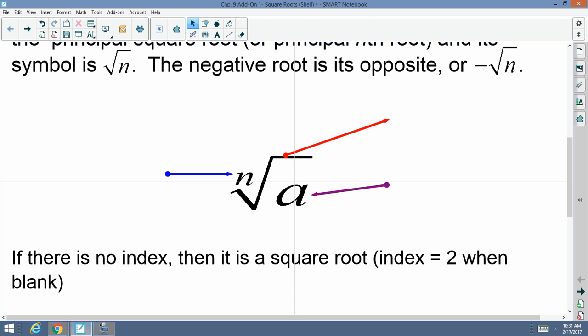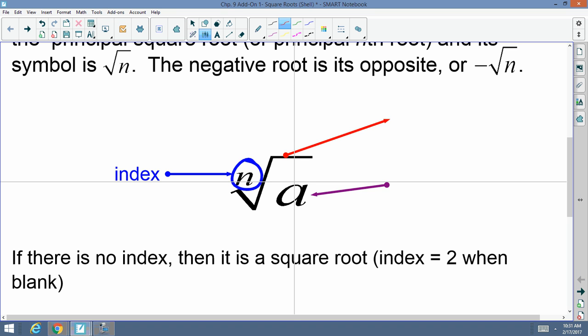This little guy right here, guys, this is called the index. When you have no index, it's 2, it's a square root. When it's invisible, it's a 2. There's nothing there, it's a 2. It's not 0, it's never 0. If there's no index, it's a 2.